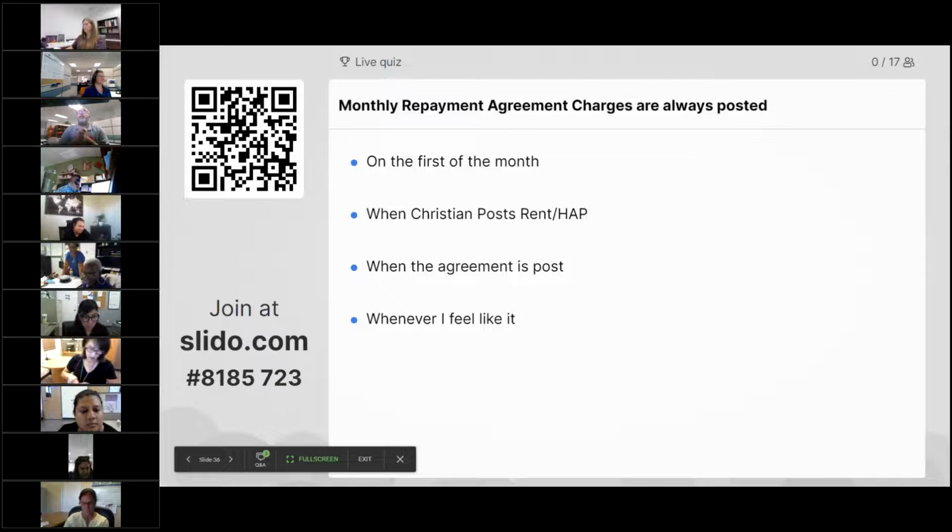And monthly repayment agreement charges are always posted on the first of the month. Whenever Christian posts written app, when the agreement is posted, it should say when the agreement is posted. And lastly, whenever I feel like it. This actually goes back to the last managers meeting. I specifically said this. It was something Jim asked for long ago. We were finally able to deliver.